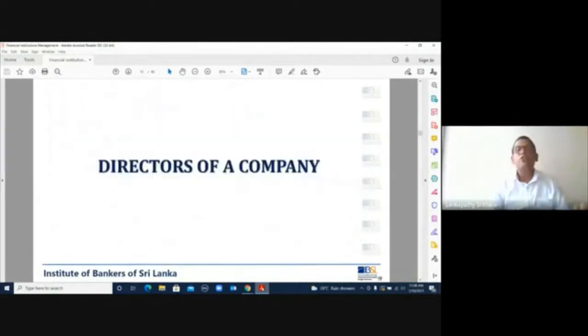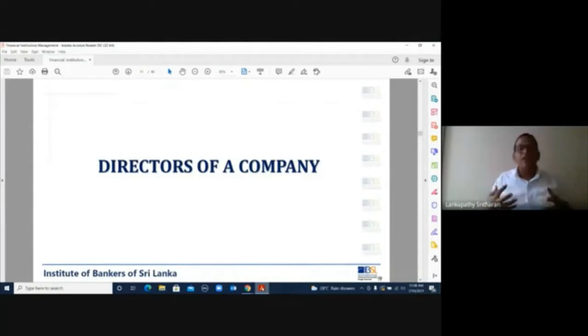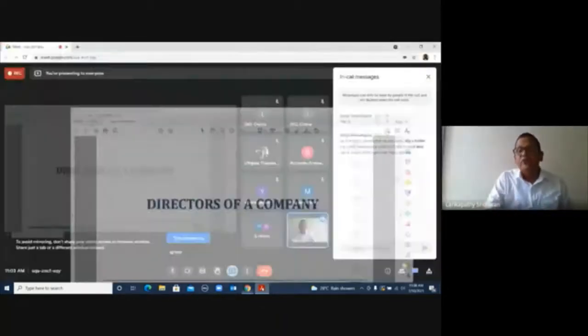So now we are going to move into the directors of a company, the new section, which, like the shareholders, also has some requirements under the Companies Act. Before moving to that, if you all have any questions.